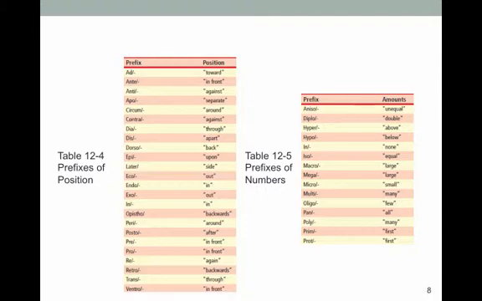Prefixes of position. Ad means toward. Dorso would mean the back. Dorsiflexion is an example of this. Latero, side, lateral. Endo, inside. Exo, outside. An endocrine organ would be inside the body. An exocrine organ would be outside the body. Prefixes of numbers. Aniso, unequal. Diplo, double. Hyper, above. Hypo, below. Iso, equal. Mega, large. Micro, small.